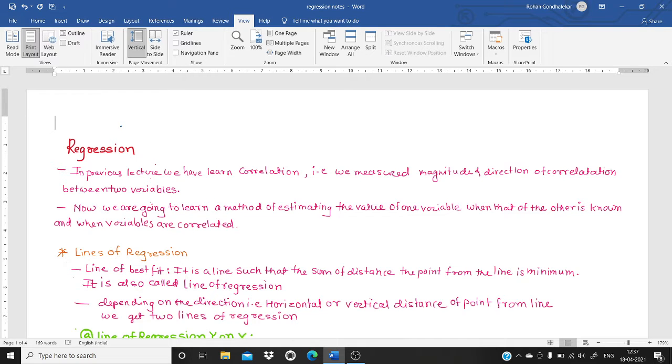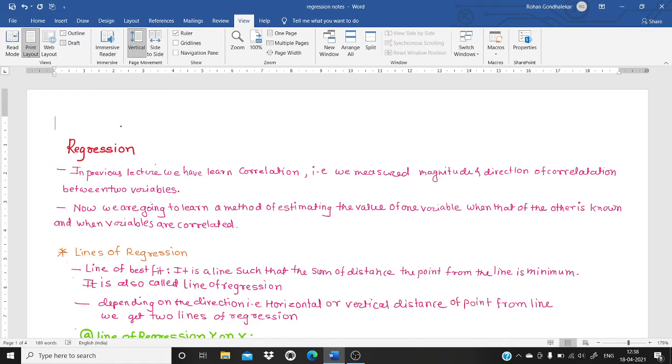Positive means if one value increases, the other value also increases. That means if x increases and y increases, then we say it is positive. When x decreases but y increases, we call it negative, opposite direction. Now we are going to learn the method of estimating the value of one variable when that of the other is known and when the variables are correlated. It means we discussed the degree of the correlation and the direction of the correlation.